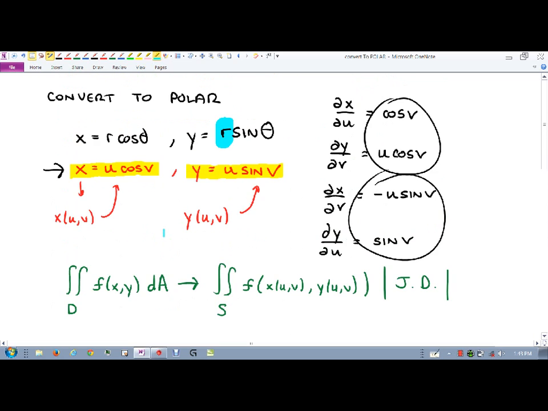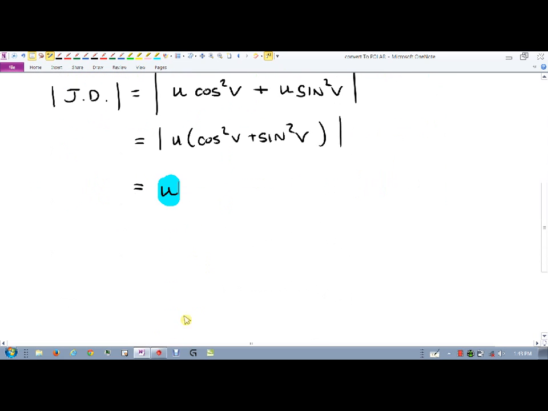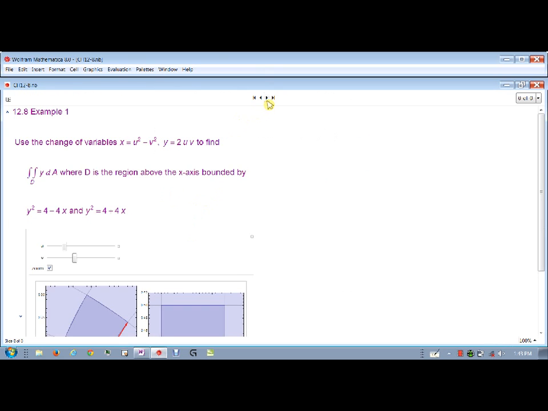Now, how would things change if you wanted to do spherical? It's a little more complicated, right? This Jacobian determinant becomes a little more involved because now you've changed x, y, and z to something instead of just x and y. Let's do this example first, though.